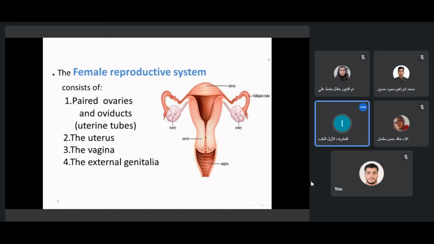First, the female reproductive system is divided into four main parts, starting first with the paired ovary on each side, the oviducts, also called the uterine tubes, which link the ovaries and the uterus. The uterus is divided into the body and the lower part, which is the cervix, then the vagina, and then the external genitalia.